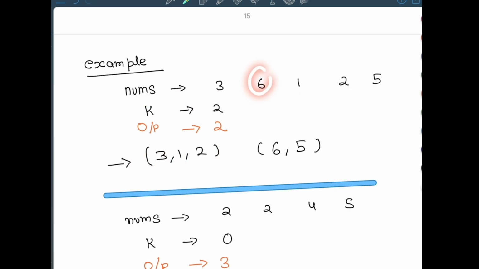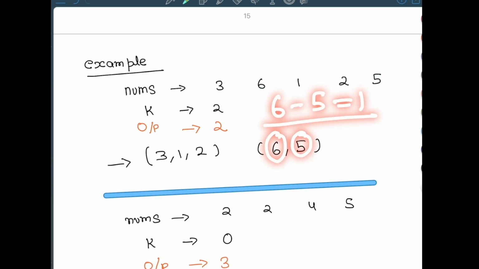The other group can be 6 and 5. This is the second group we have. The maximum is 6, the minimum is 5. The difference is 6 minus 5, which is 1. So we can create two groups.